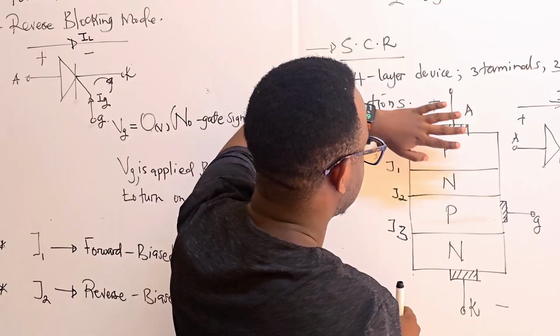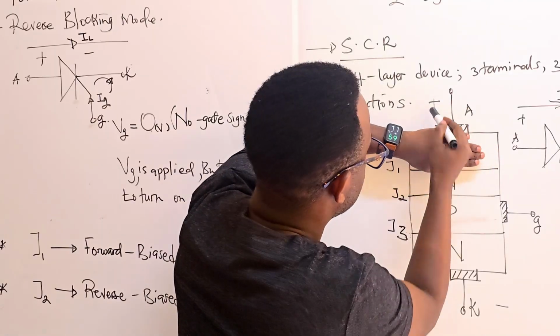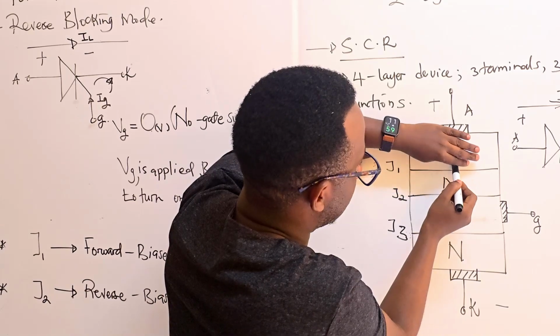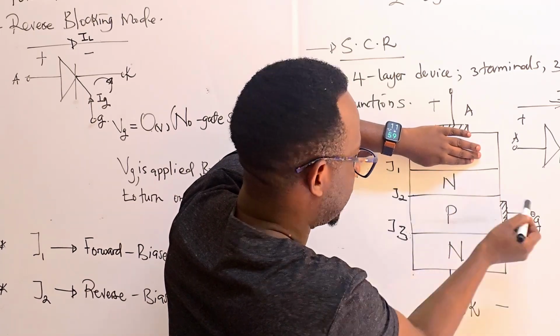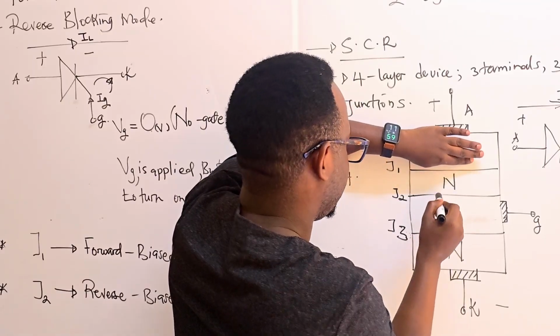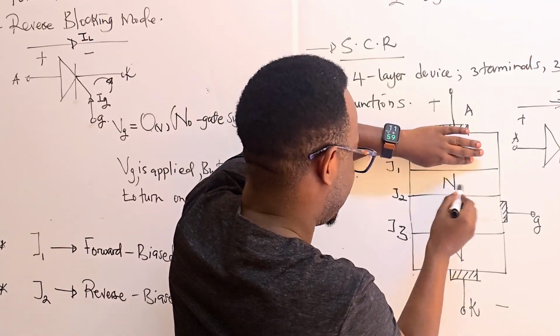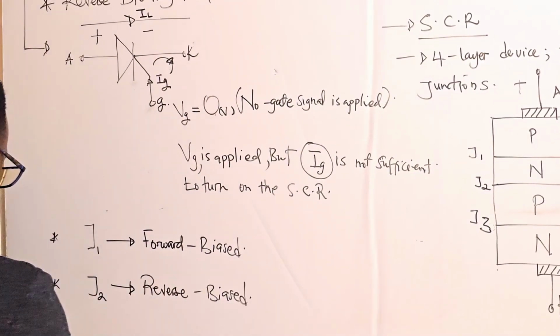But if we maintain this and imagine this is not there at all, so this positive would be as if we have a positive here, right? So that means this positive is going to go to the negative, to the N side of this PN junction. So this is reverse biased, right? That's why we have J2 reverse biased.